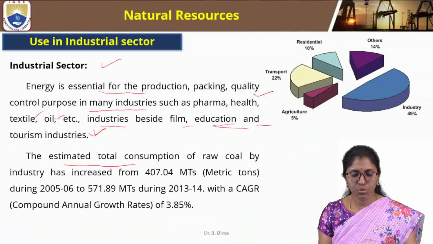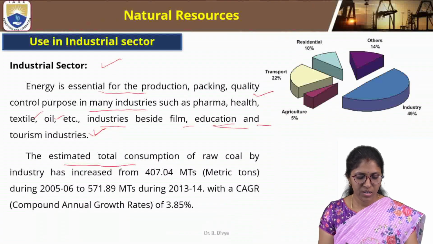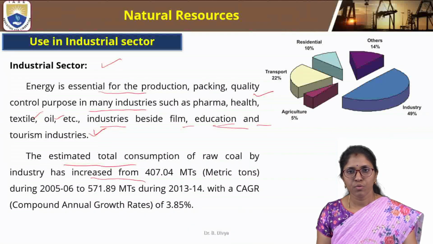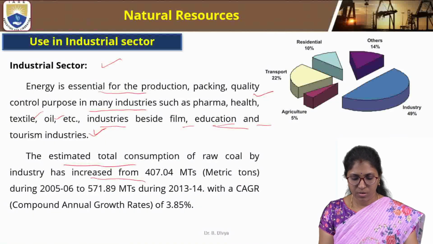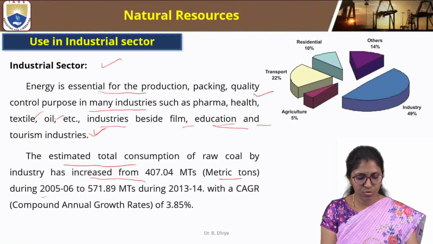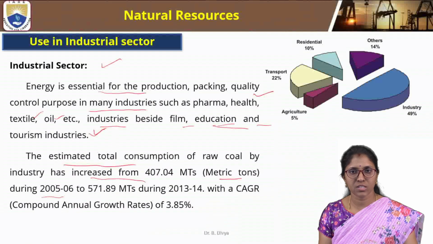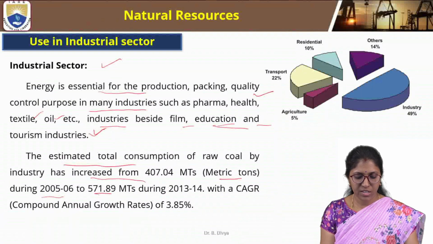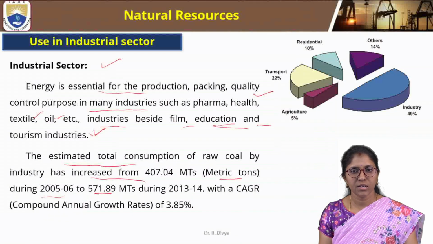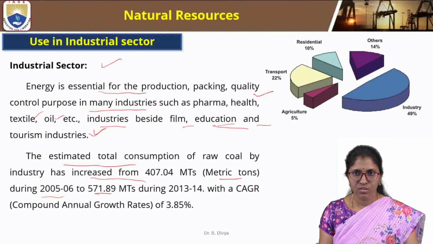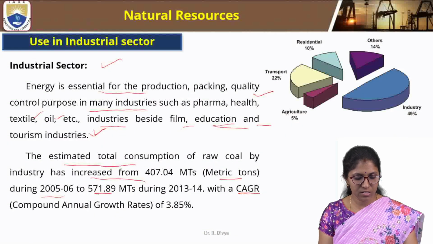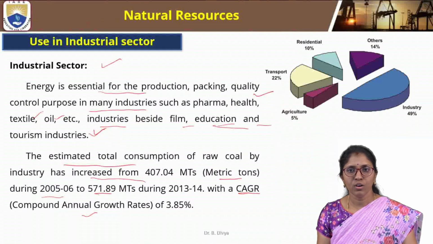The estimated total consumption of raw coal by industry has increased from 407 metric tons during 2005 to 2006 to 571.89 metric tons during 2013 to 2014, with a CAGR, that is compound annual growth rate, of 3.85%.